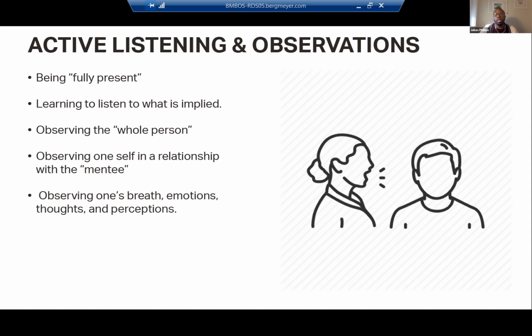And one more thing that's also really important and really becoming a lot easier, I think, in coronavirus, in the pandemic, is observing one's breath, their emotions, their thoughts, and their perceptions. Just take a moment, even when you talk to them, to just understand who they are as a human being, but also who they are as a living being. Next slide, please.